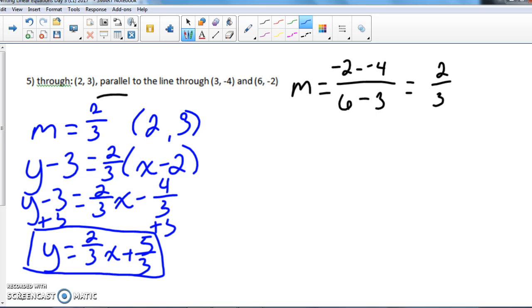All right, let's see how we did. Hopefully we agree. I plugged in my y coordinate, plugged in my slope, plugged in my x coordinate, and I ended up with y equals 2/3 x plus 5/3.